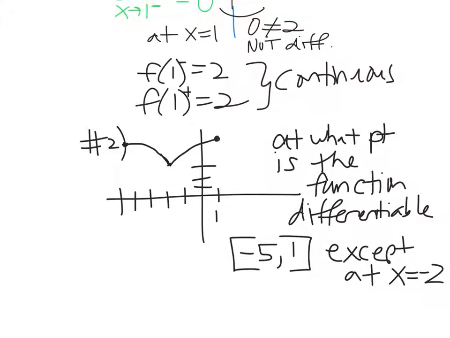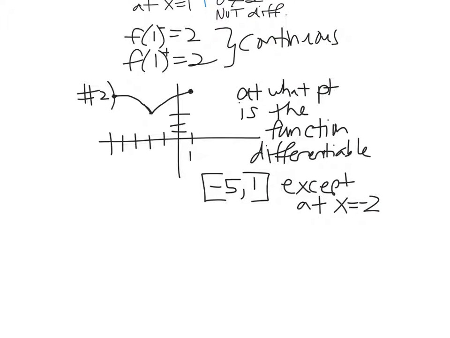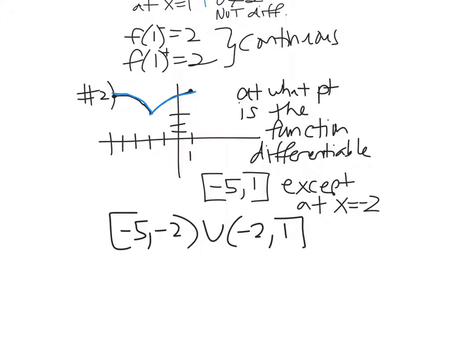Okay? So that's what they want. It's weird. I'd rather ask you, where is it not differentiable? But they're asking, where is it? So I would say everywhere on this graph, from here to here, except at x equals -2. Now you could also write that as -5 to -2 union -2 to 1. Do you like that or no? No. You did that in Ham. A lot of people don't like that though.